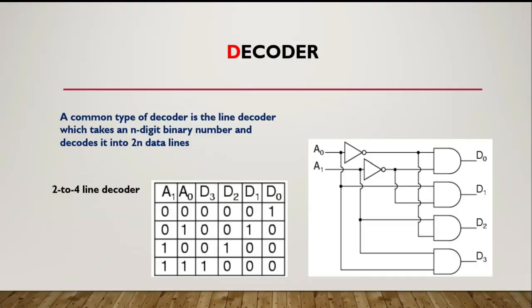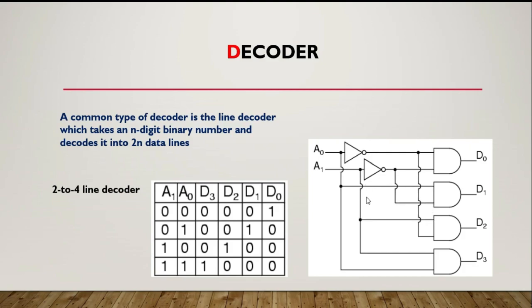We have just seen encoders. Now we will see decoders. Okay, a decoder is a combinational circuit that performs the reverse operation of an encoder. A common type of decoder is the line decoder, which takes an n-digit binary number and decodes it into 2^n data lines. Okay, here I have taken a 2 to 4 line decoder. This is the truth table of the 2 to 4 line decoder, and we can make a circuit like this.